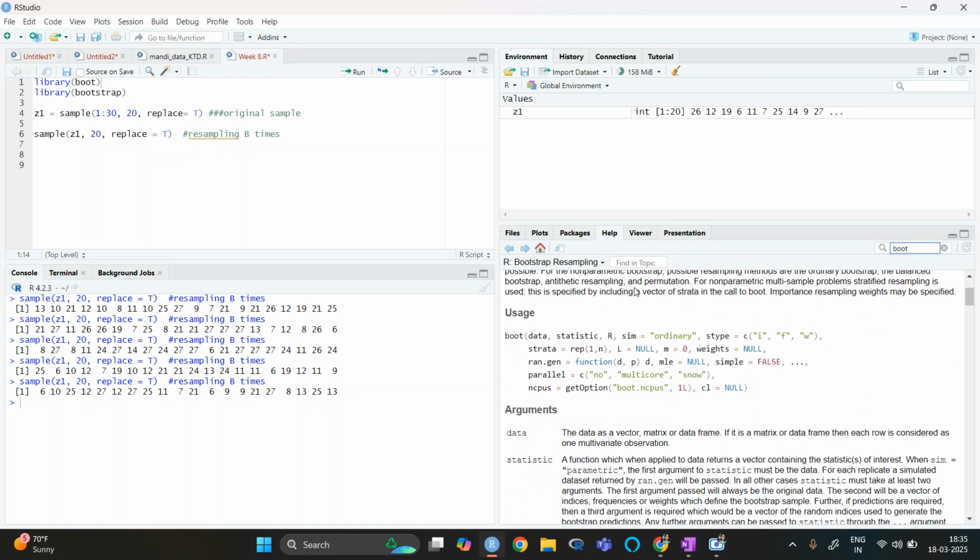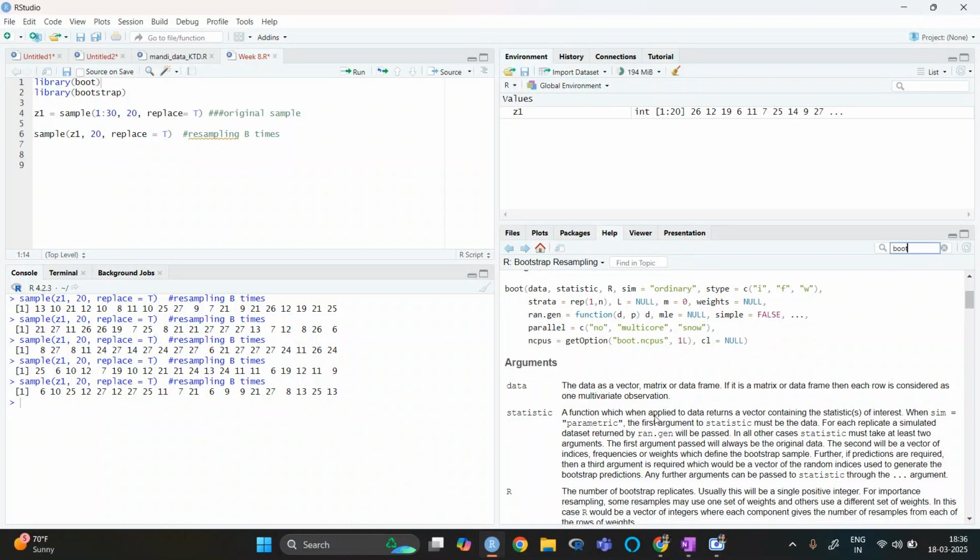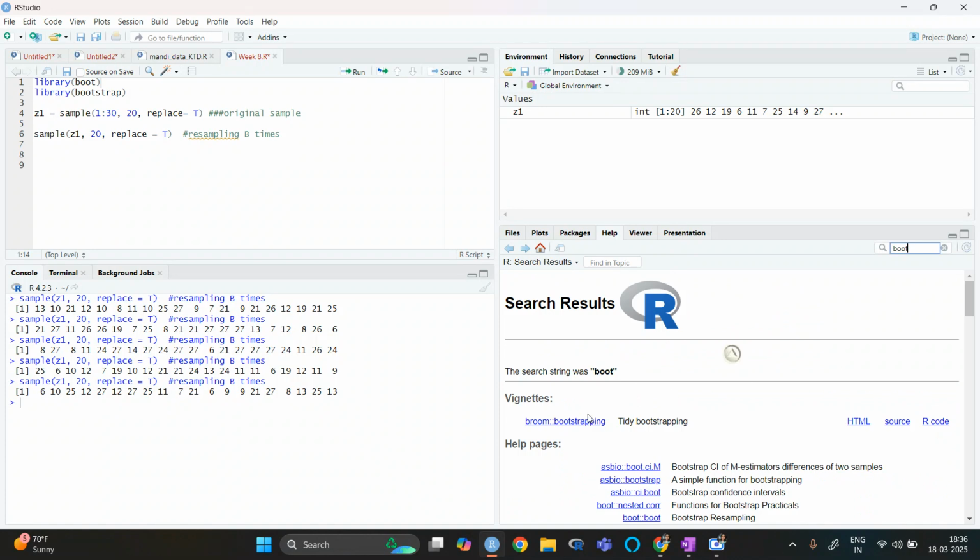Okay, so boot is already open. So here you can see that data. Data as a vector, matrix or data frame: if it is a matrix or data frame, each row is considered as one multivariate observation.